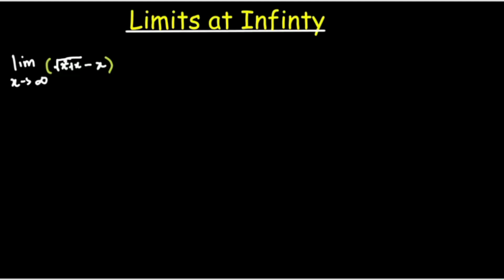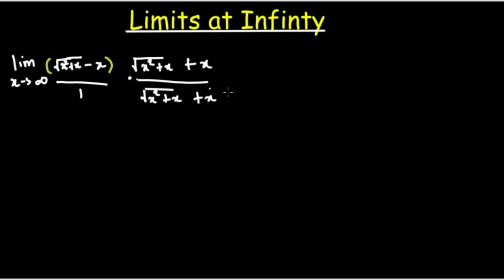So let's say this is over 1. And now we're going to multiply the numerator and the denominator by the conjugate of this expression. And this will be the square root of x squared plus x plus x, all over the square root of x squared plus x plus x. And so when we multiply the numerator, we're going to have a difference of two squares.